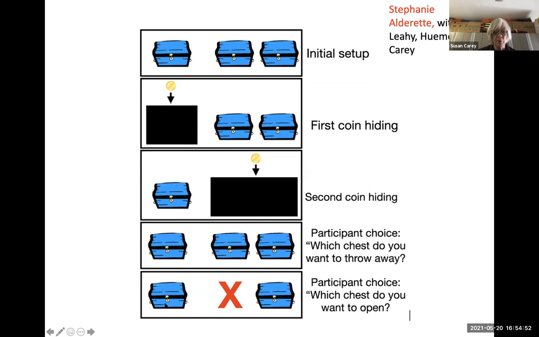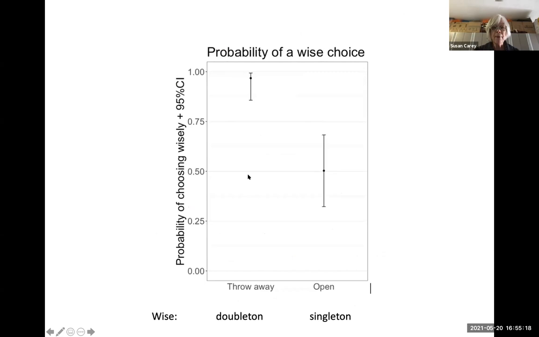And the question at the end is, which chest do you want to open? Okay, so if you had modal representations and that's why you were throwing away from the doubleton side, you should pick this one, because this is 100% certainty and this is only 50% certainty. And here's what happened. A replication of throwing away from the uncertain side, and picking between the two, absolutely 50-50. Okay, so we take this as really strong evidence that minimal representations of possibility are underlying the performance on the two cups task and the three cups task and the four cups task as well.